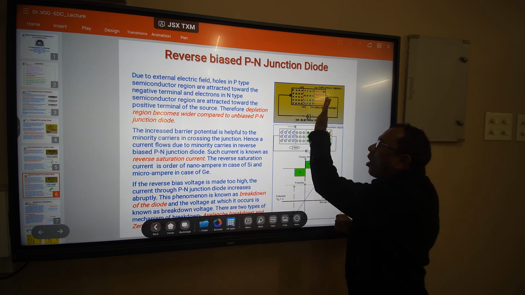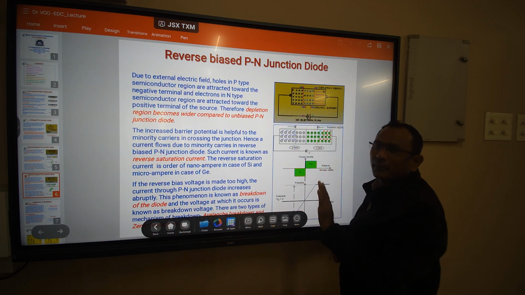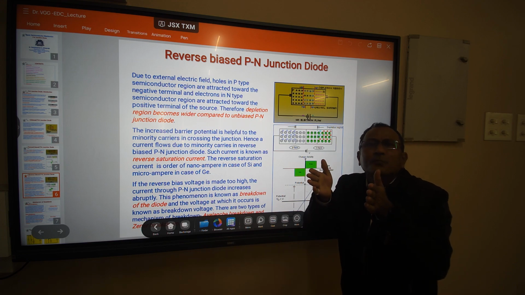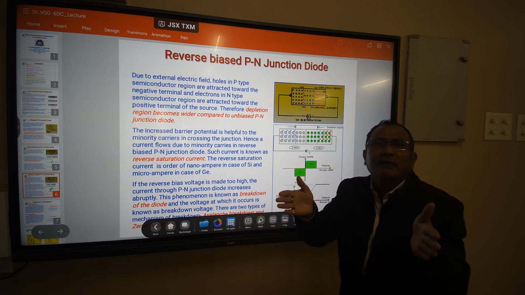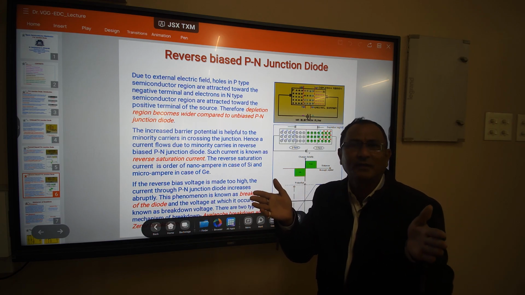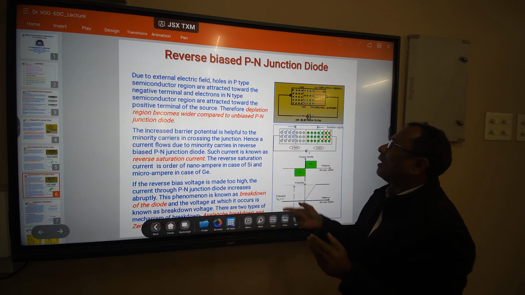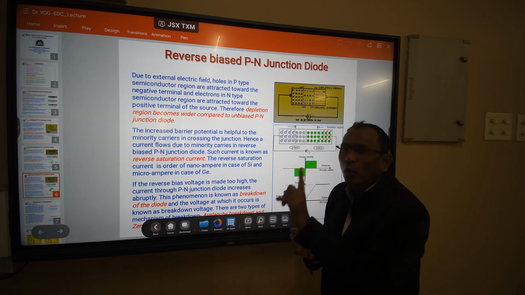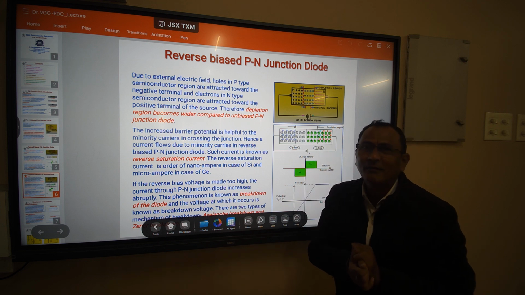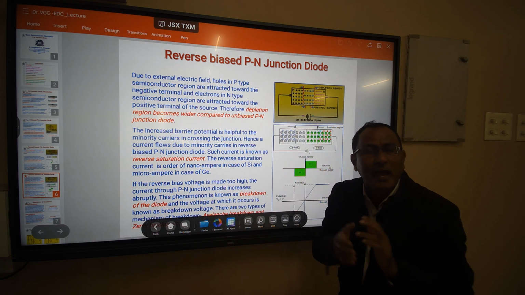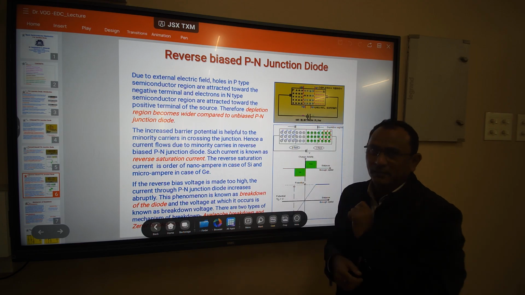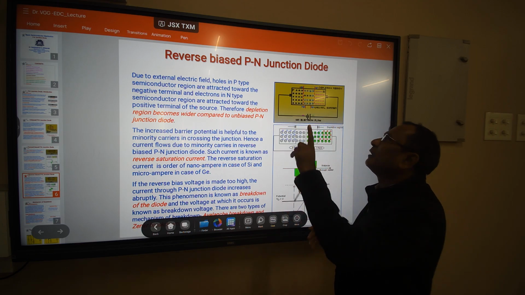What will happen with this? All the holes will be moving towards the negative terminal, all the electrons will be moving towards the positive terminal, and in between a space, a huge barrier, will be generated. In this way we can say that the depletion region is going to be increased. And if the depletion region is increased, how can the majority charge carriers, that is holes in P-type and electrons in N-type, move? How can they recombine and current flow? Hence we can conclude that because of majority charge carriers, current will not flow here.